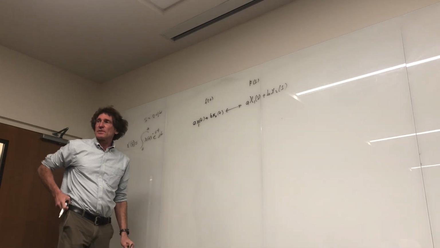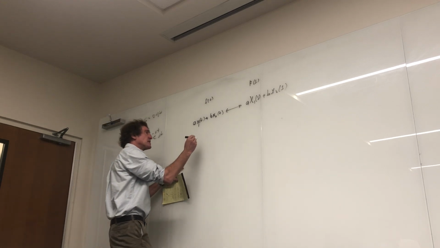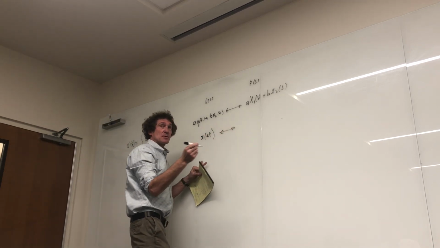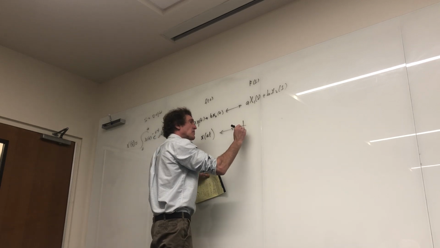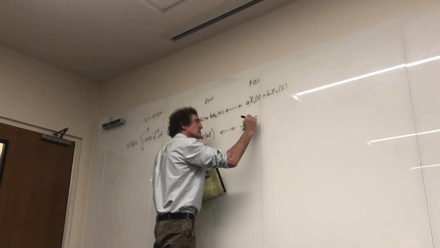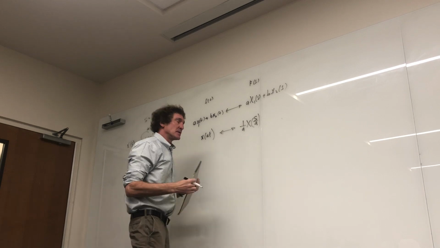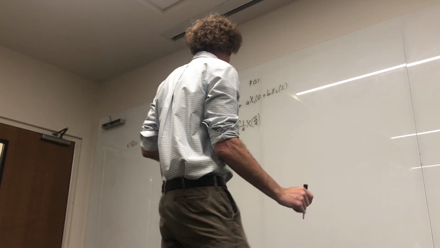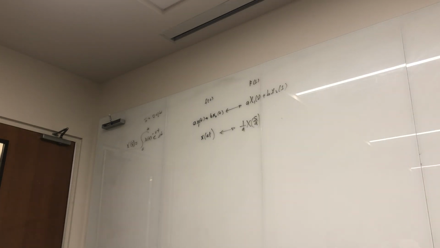This one happens all the time. So if we have a function x of at, and we want to know what it goes to, I'm going to put it down and prove it. It goes to 1 over a, x of s over a. And here's how come it does that. It's important to know why things do what they do. I'm going to do that one over here.